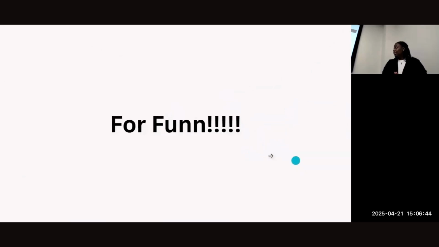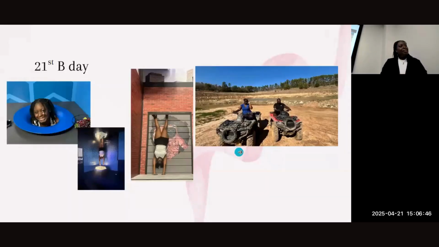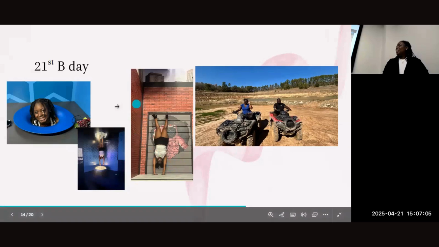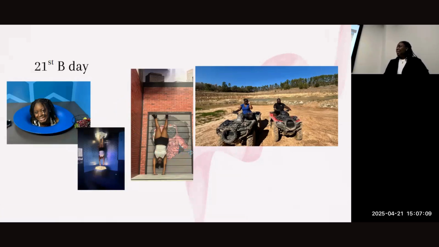So what I did for fun. I had my 21st birthday this year. I did some ATV riding, and I also went to a place where it's kind of like an illusion. It looks like I'm doing an upside down cartwheel thing, but I'm not. It was fun, and me falling into this slide and also my head on the platter. I enjoyed that as well. It was great.